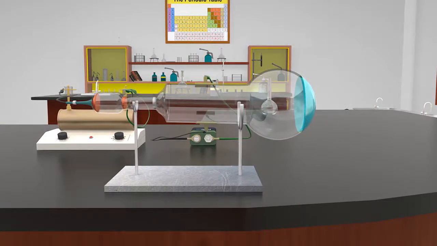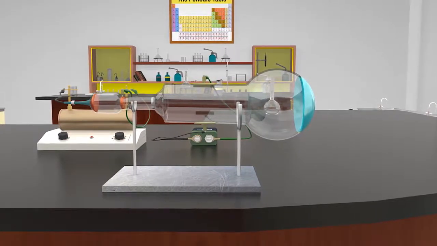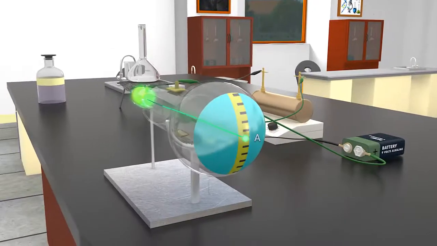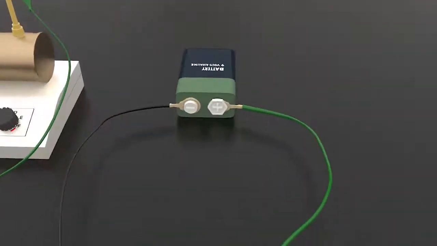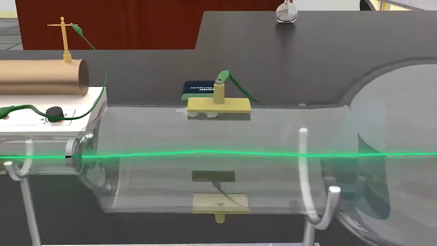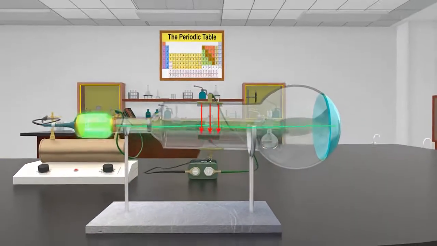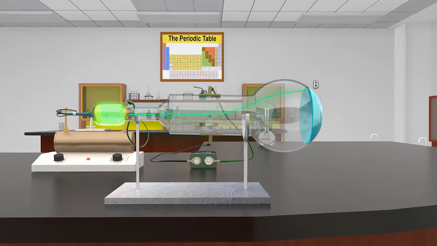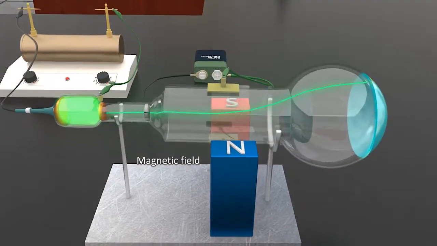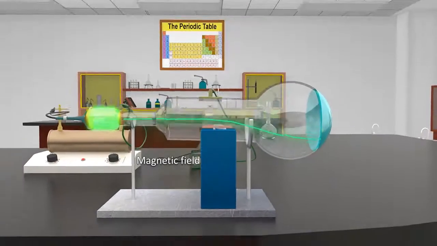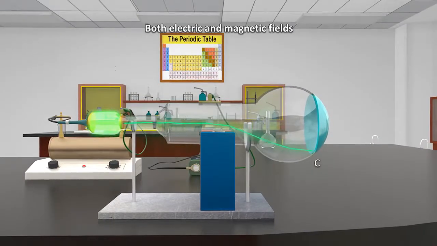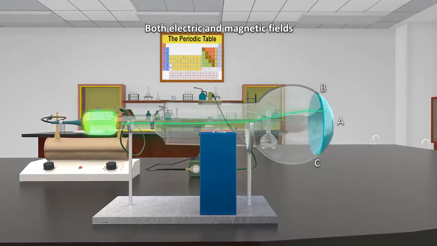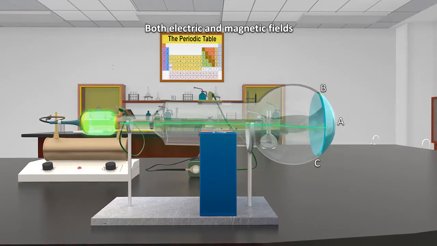In the absence of electric and magnetic fields, cathode rays travel in a straight line without any deflection and strike the tube at point A. When only electric field is applied, the cathode rays deviate from their path and hit the tube at point B. Similarly, when only magnetic field is applied, cathode rays strike the tube at point C. When both the electric and magnetic fields are applied perpendicular to each other and to the path of the cathode rays, the rays show deviation.